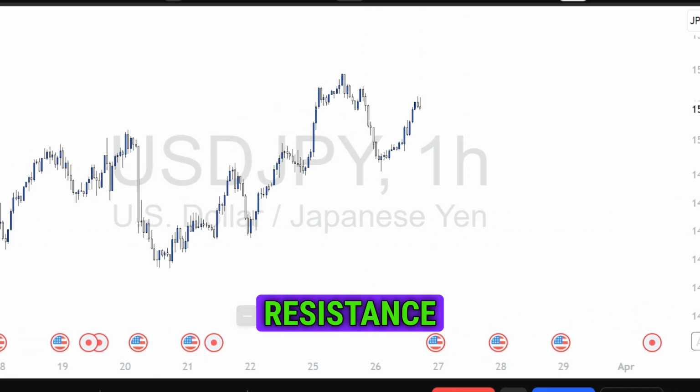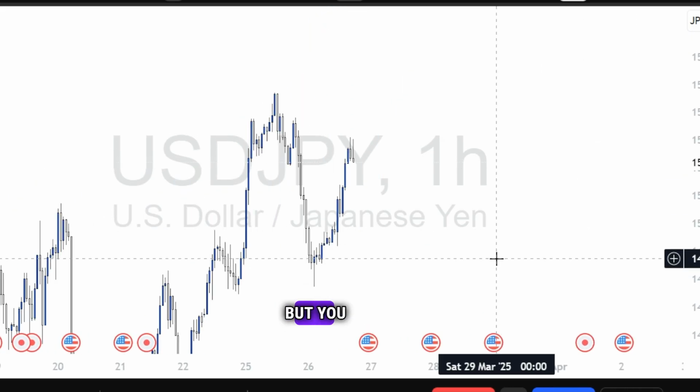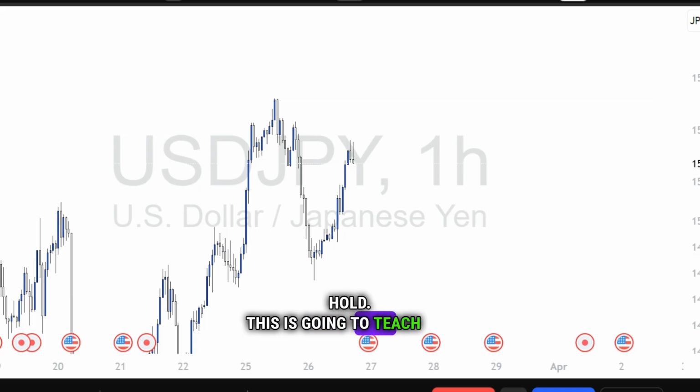You may have noticed the support and resistance doesn't quite work the way it's supposed to, but you want to understand which zones will hold. This is going to teach you exactly how to find perfect zones to put your support and resistances.